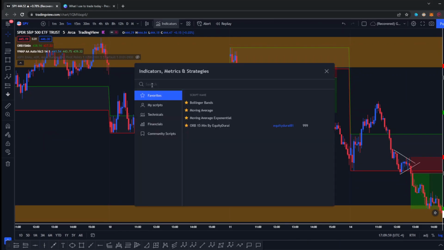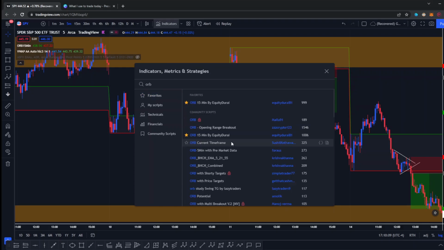Absolutely. So Austin utilizes the ORB. I'll show you guys really quick. He utilizes the ORB current time frame. That's just to pay attention to different time frames. Open range breakout, like I said, I use the 15-minute in particular. So the one I use is the ORB 15-minute by Equity Durai. And we both have opinions on this. I find the 15-minute is more reliable, at least for what I'm using it for. So I only look at the 15-minute.